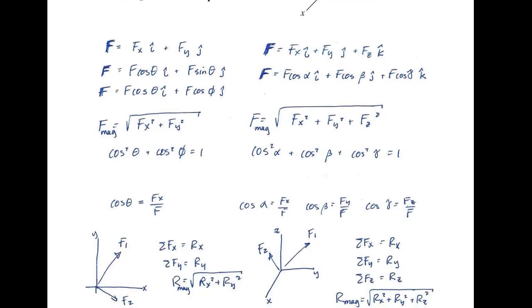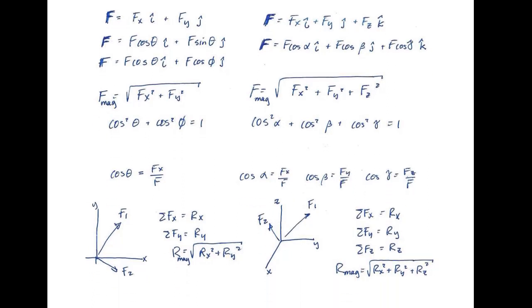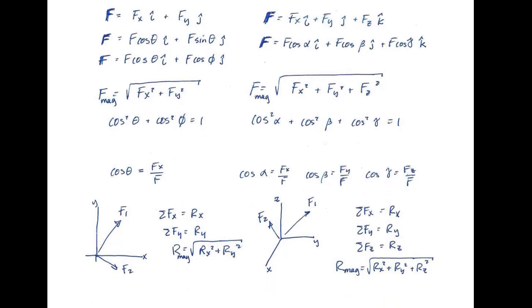Just like we had back here, cosine theta is equal to the force in the x direction over the magnitude of the force. Cosine alpha, cosine beta, and cosine gamma can be found in a similar way, as well as the magnitude, and understanding that the resultants are the sum of the forces in the x, the y, and the z. Well, let's use this understanding to come up with a vector description, a Cartesian description of this force.